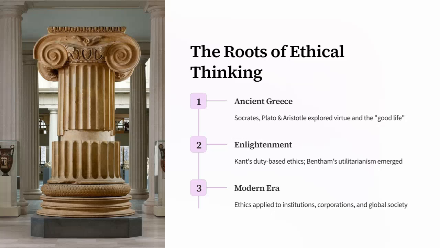Ethical thinking has developed through several major stages. In ancient Greece, Socrates, Plato, and Aristotle focused on virtue and on what it means to live a good life. During the Enlightenment, ethical theories became more systematic. Kant emphasized duties and principles, while Bentham evaluated actions by their consequences and overall usefulness. In the modern era, ethics expanded beyond individual behavior to address institutions, corporations, and global society. The central shift is from asking how a person should live to examining how entire systems should act responsibly.